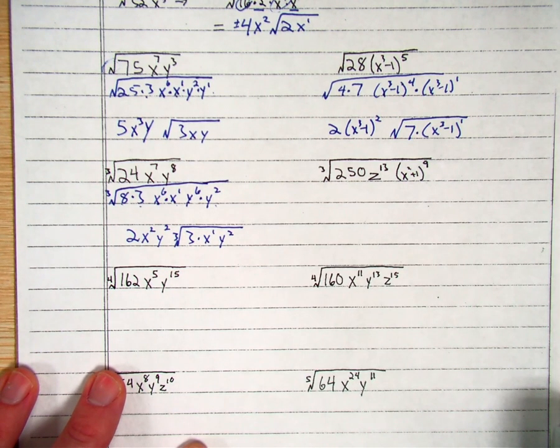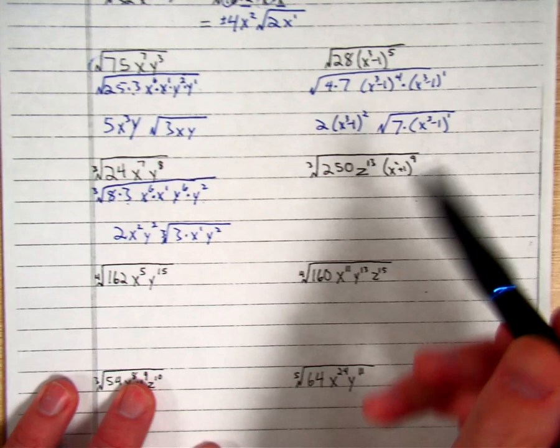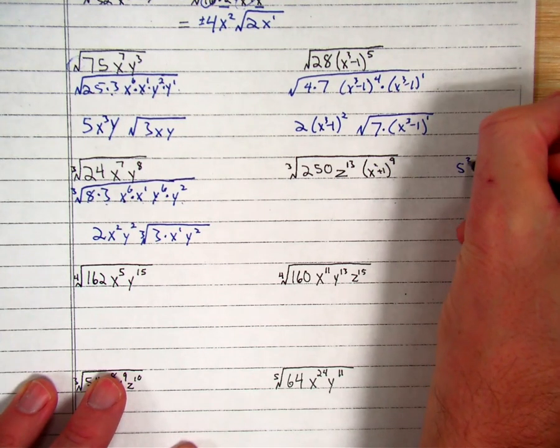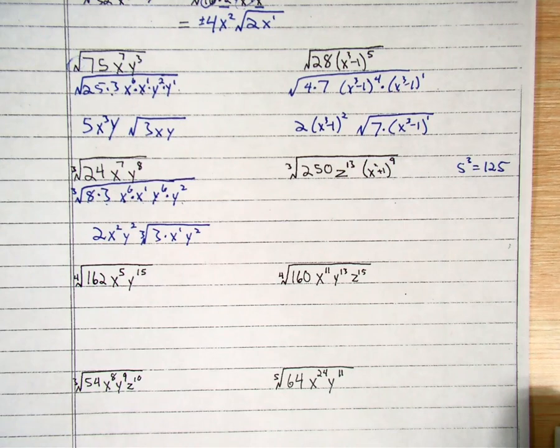Okay, let's have you try another one on your own. Go ahead and push pause, and let's try this one again. And your hint for this one is that 5 cubed is 125. All right, go ahead and push pause and give this one a shot.